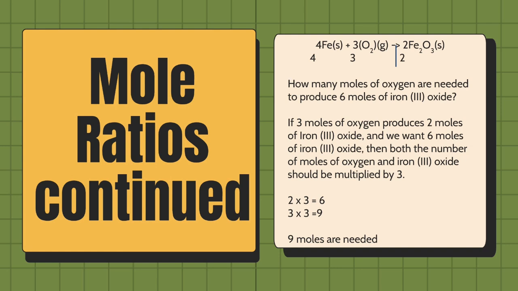Looking at the same problem from the previous slide, how many moles of oxygen are needed to produce 6 moles of iron 3 oxide? So if 3 moles of oxygen produce 2 moles of iron 3 oxide, and we want 6 moles of iron 3 oxide, then both the number of moles of oxygen and iron 3 oxide should be multiplied by 3. Doing 2 times 3 will equal 6, and then 3 times 3 equals 9. So this means that 9 moles of oxygen are needed to produce 6 moles of iron 3 oxide.